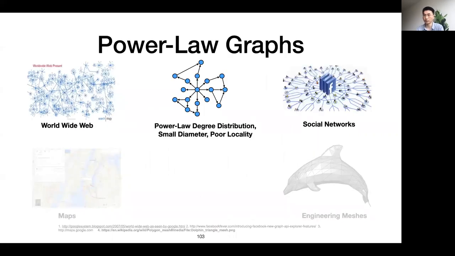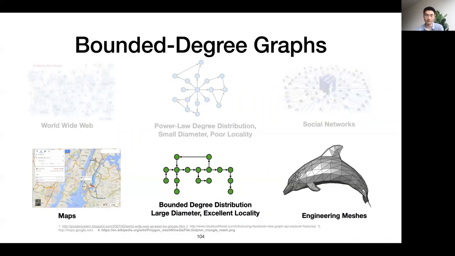So first, let's dig a little bit deeper into what types of graphs and algorithms we have, right? We have power law degree distributed graphs, which have small diameter and poor locality. Examples include the World Wide Web and social networks. And there are graphs with bounded degree distribution and a large diameter, and they usually have pretty good locality as nodes are locally connected. So things like road networks or engineering meshes.